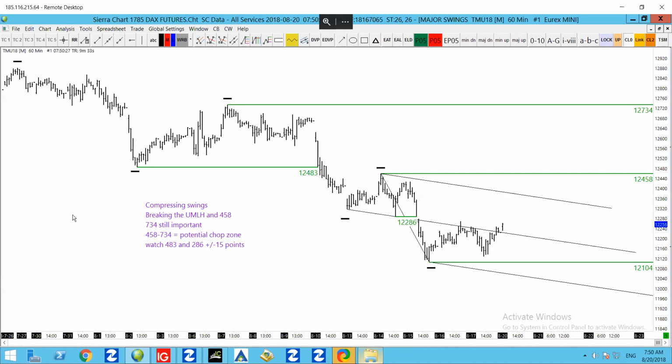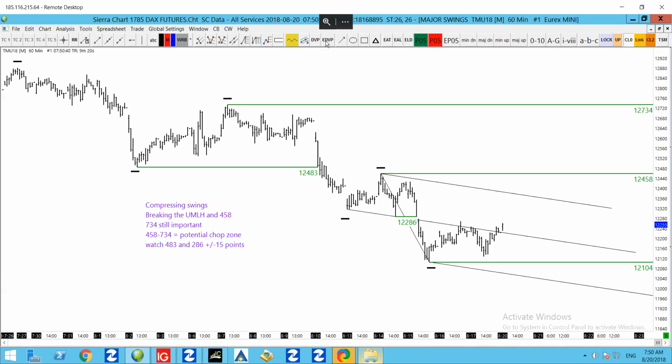Okay, so on the 60-minute chart for the DAX at the moment, we have the following swing setup. We're bearish below, well, we were bearish below 734, but we have recently placed a new low down here, which then went on to form 458 as the new lower high, and then we found a bounce from 104, which was our most recent swing low.